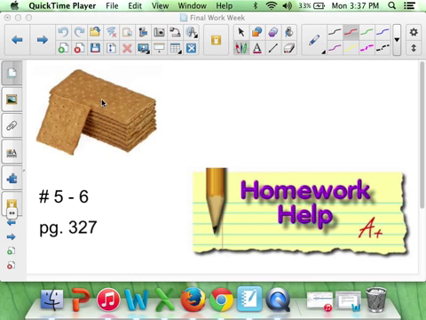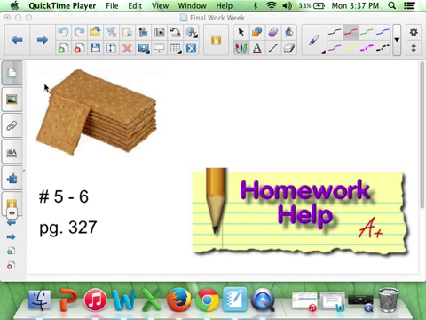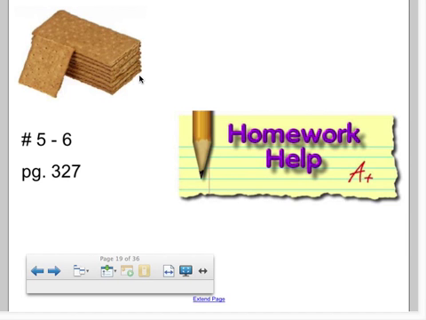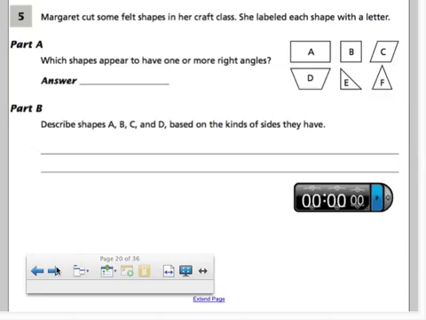Let's get started. Double check that you're on page 327 for me. You should already have it out. And we're going to look at numbers 5 and 6. Here we go. Let's just make sure Mr. Graham doesn't blah blah too much. We just want to make double sure.